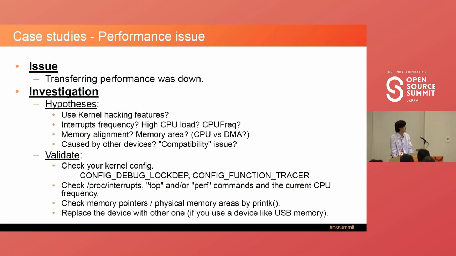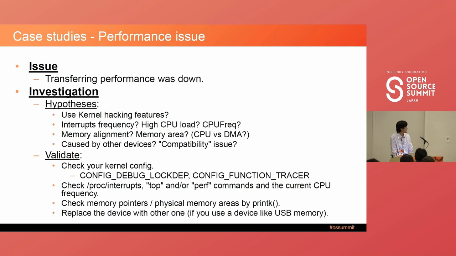To validate these hypotheses, we can check the kernel config, like these kernel hacking features. If we enable these kernel features, the system performance can go down. We can also check block interrupts, the top command, and the perf command. Also, we have to check the correct CPU frequency. If the frequency is low, as expected, the performance will be down.